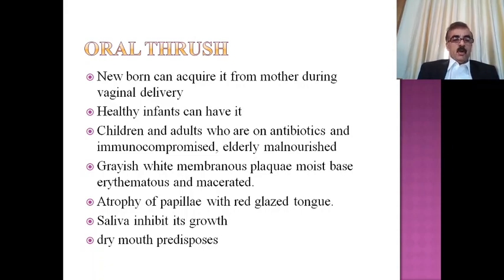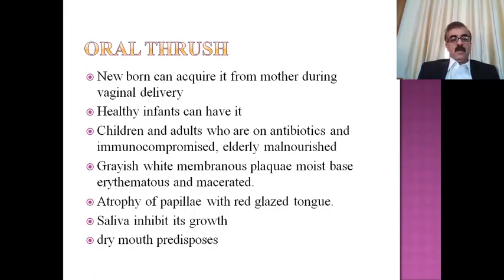When we talk about clinical presentation, there is a grayish white membranous plaque on a moist erythematous base of the oral cavity, including the tongue. There is maceration, there is atrophy of papillae, and the tongue appears red and glazed, and saliva is not there.